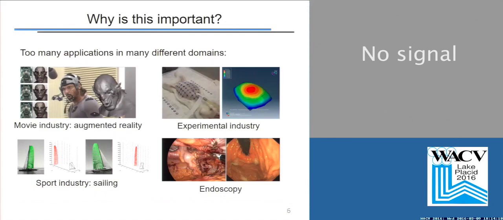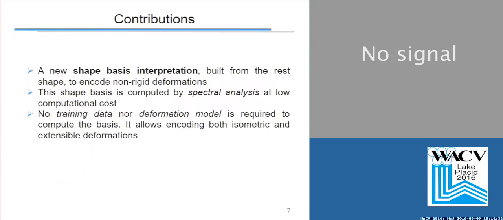Why is this important? Because of many everyday applications in many different domains. For example, from the movie industry and augmented reality, to the experimental industry, sport industry, and in medical imaging, where a sequential estimation is mandatory to achieve an interaction between the 3D models and the medical team.